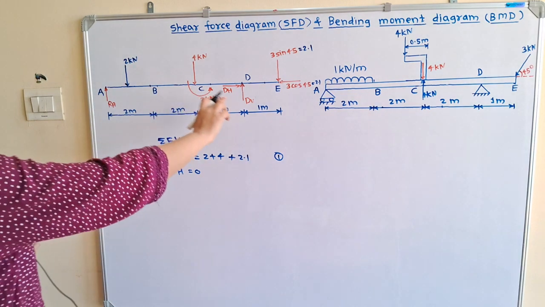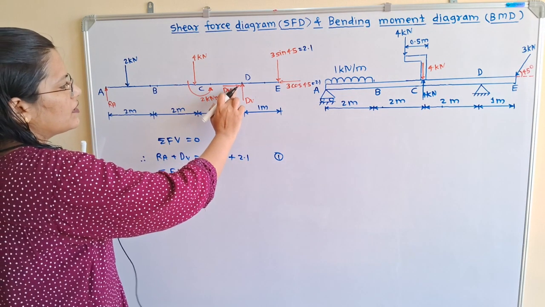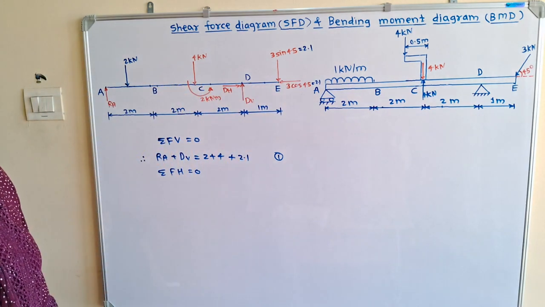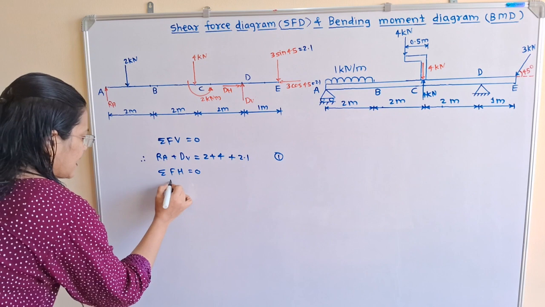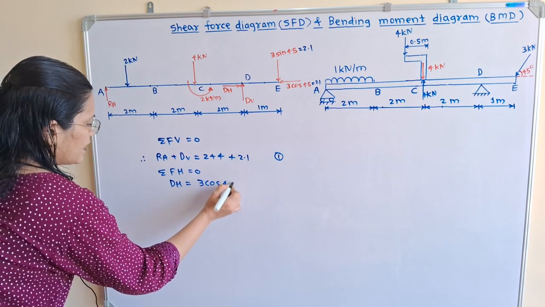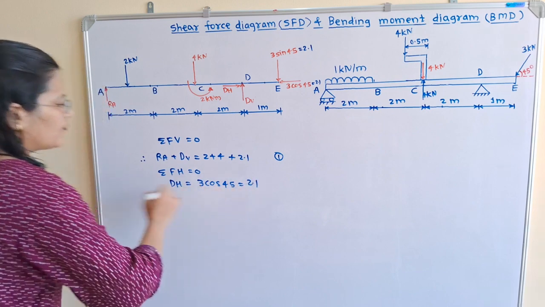Now summation of all horizontal components. Here DH and 3 cos 45 are in opposite direction. So we can say that DH is equal to 3 cos 45, which is equal to 2.1.